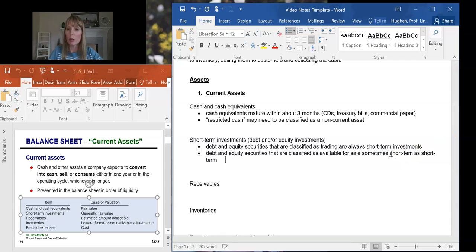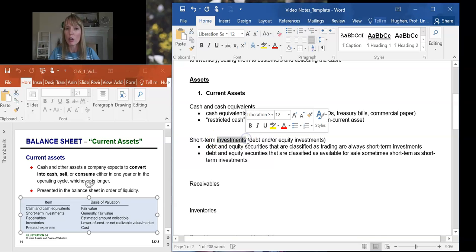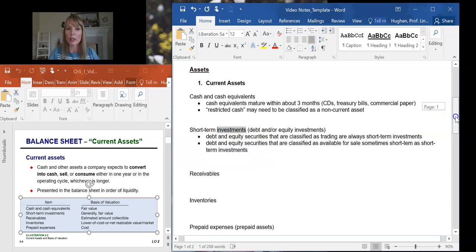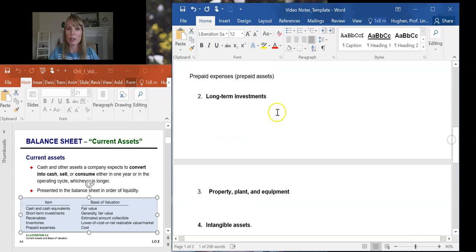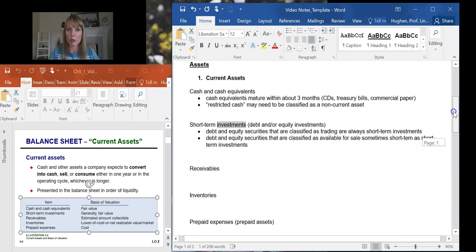So when? Well, when management decides, we think there's a good chance they're available for sale and there's a reasonable enough chance that these are going to be sold within the next year. It's completely based on management's intent as short-term investments. As you can imagine, we're going to see investments also being reported in the non-current section. And we will see this here under this long-term investments category.